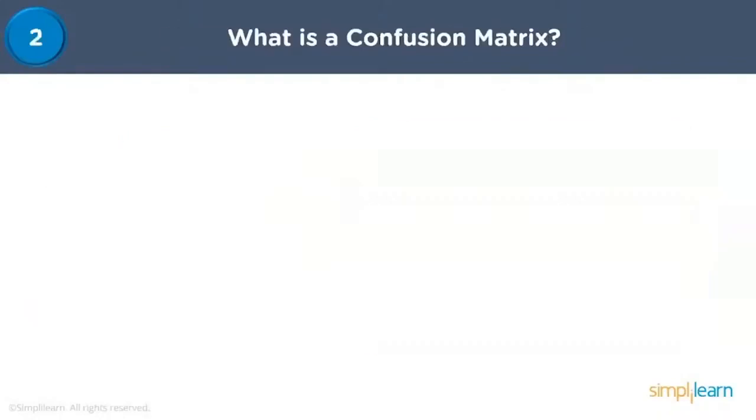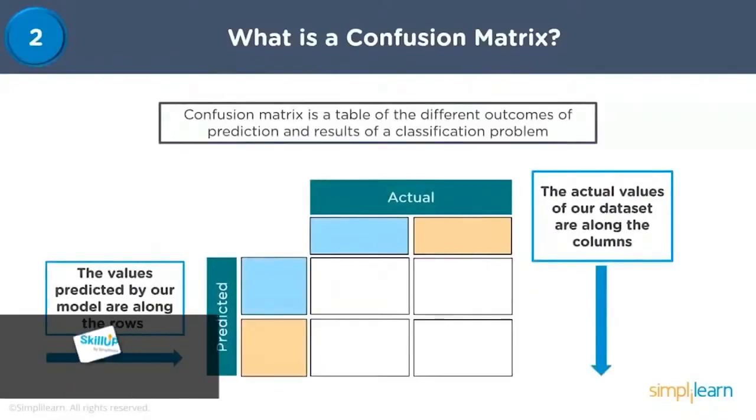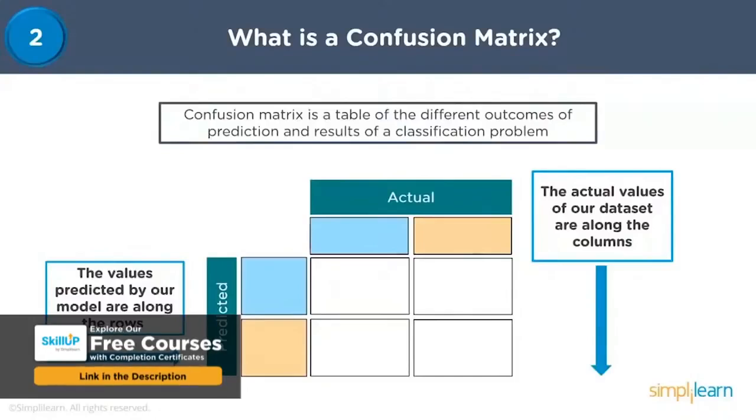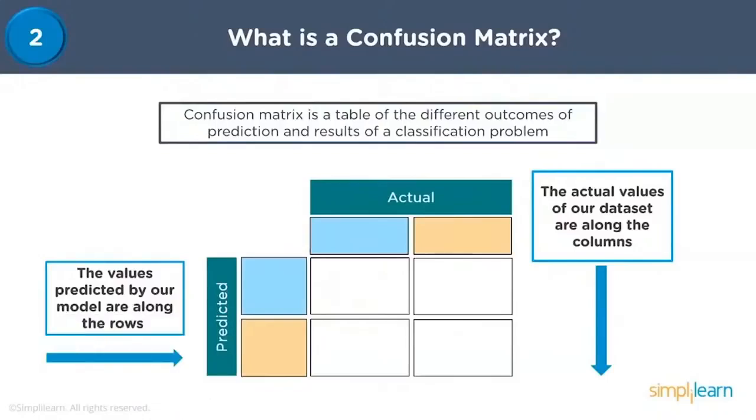Now moving on to the second question, what is a confusion matrix? So a confusion matrix is a table that is used to describe the performance of a classification model on a set of test data for which the true values are already known. The target variable has two values, positive or negative. The columns represent the actual values of the target variable, which you can see here. The rows represent the predicted values of the target variable, which you can see here.